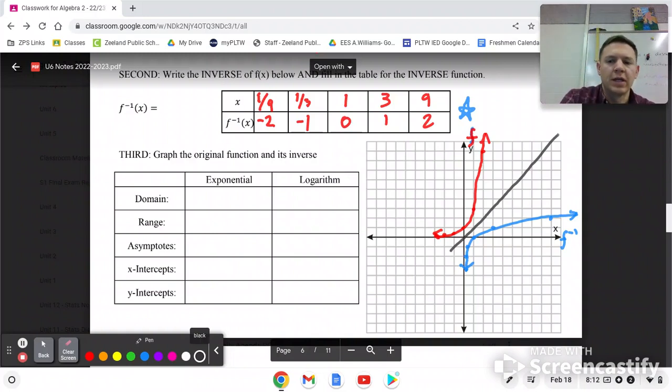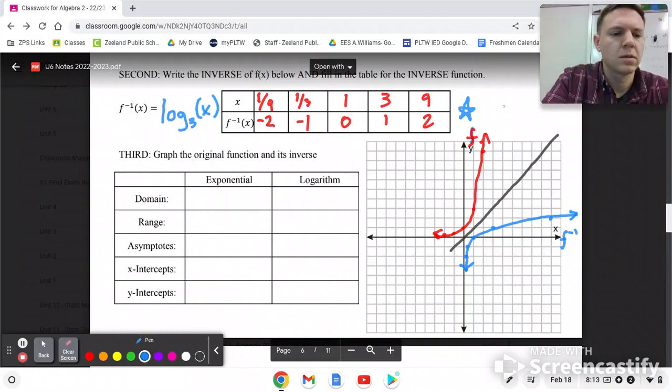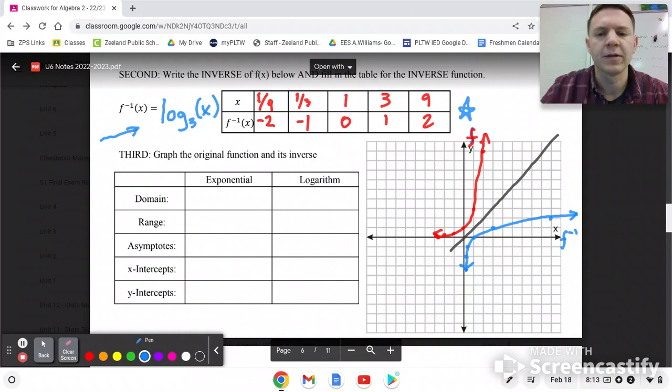They're inverses. What's funny, though, is the blue graph is actually a logarithmic function, and it's the following logarithm. Log base 3 of x. So f inverse of x is log base 3 of x. I just wrote right there if you couldn't find it. The exponentials and logarithms are just inverses of each other.